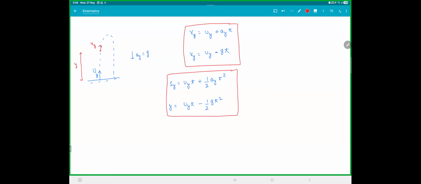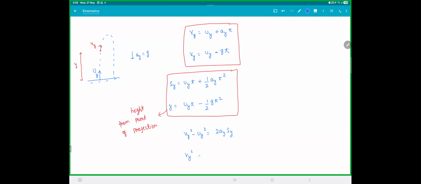So just remember that the three formulas are valid. You always come back to that. So y is the height from the point of projection. Vy square minus uy square is equal to 2 ay sy. This would be Vy square minus uy square is equal to minus 2gy.